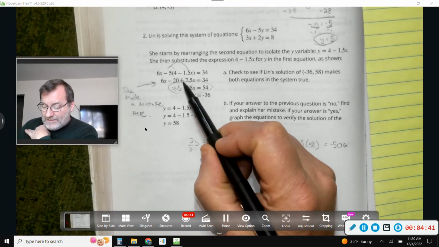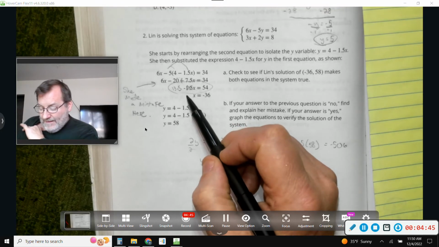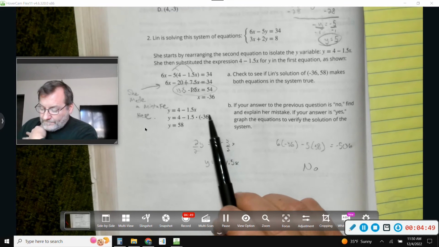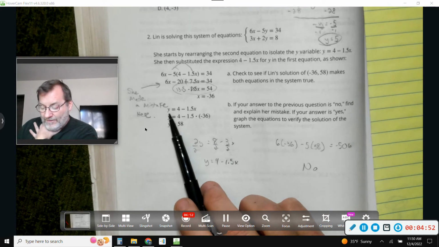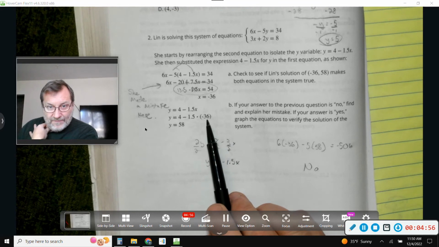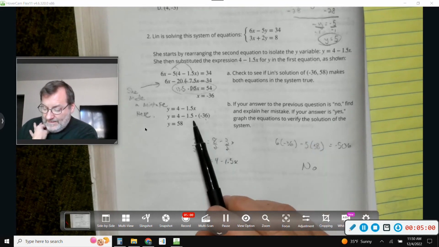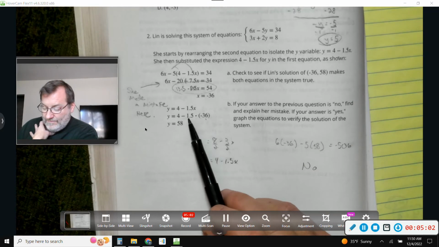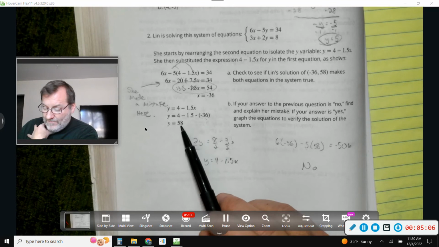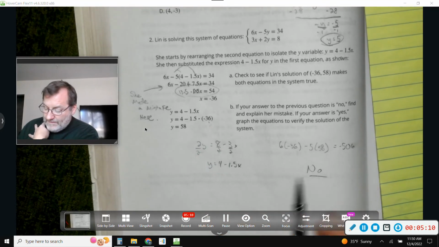So she made a sign error right here. This should be a positive. And so that's where the problem is on that one. And then, like I did before, she had the error carried forward. So she said negative 36. She went to here, and she put it into this equation. And so 1.5 times 36, that's going to be a positive plus the 4, and so we got 58, and so no, it doesn't work.